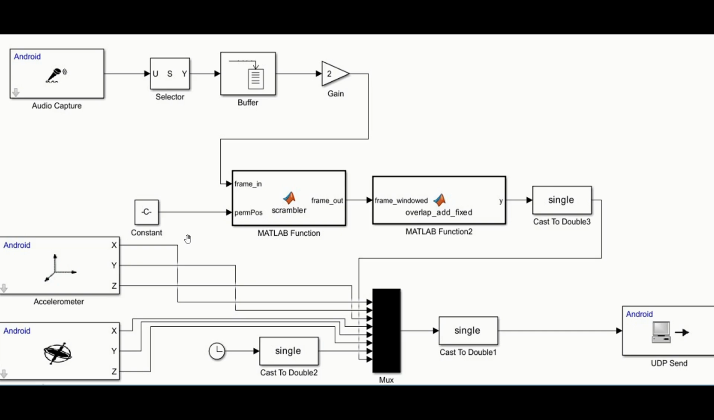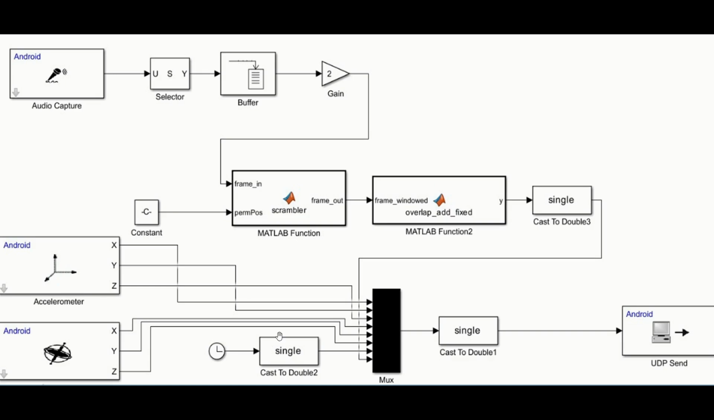Parallel to this, there is a lower part of the model that deals with motion sensing. There are accelerometer and gyroscope blocks, which collect the motion data, acceleration and orientation, from the smartphone sensor in the three axes X, Y, and Z. These values, along with the time constant, are combined using the MUX block into a single data stream.